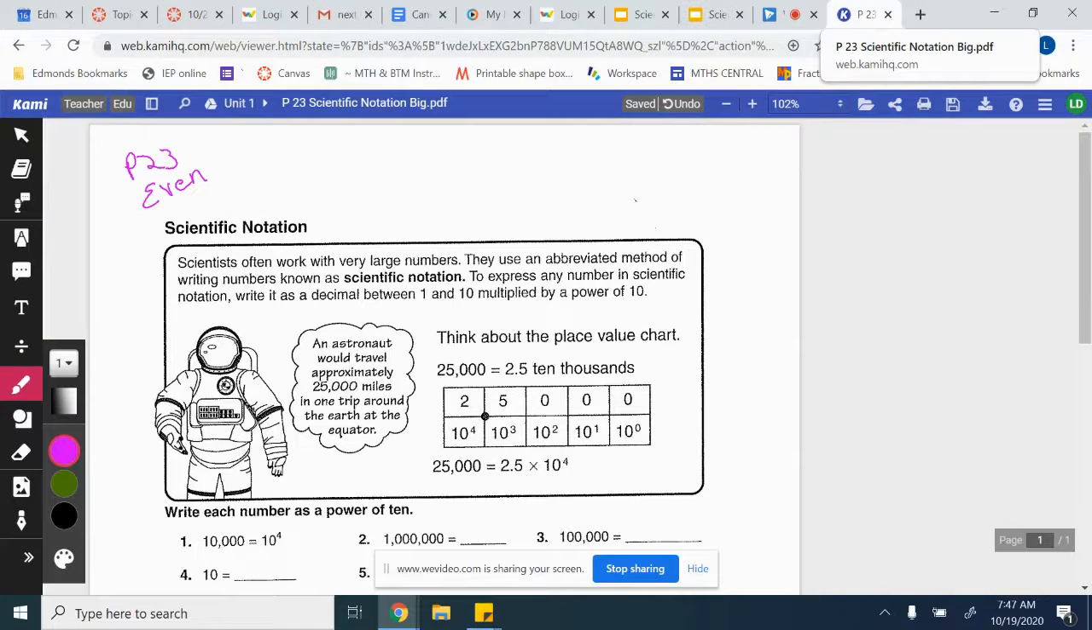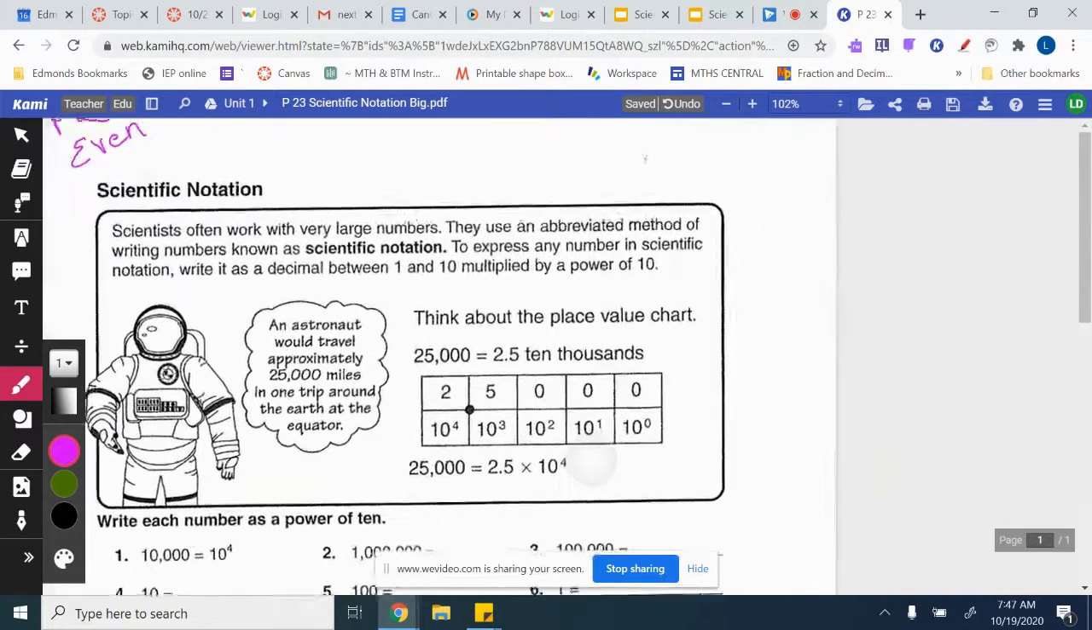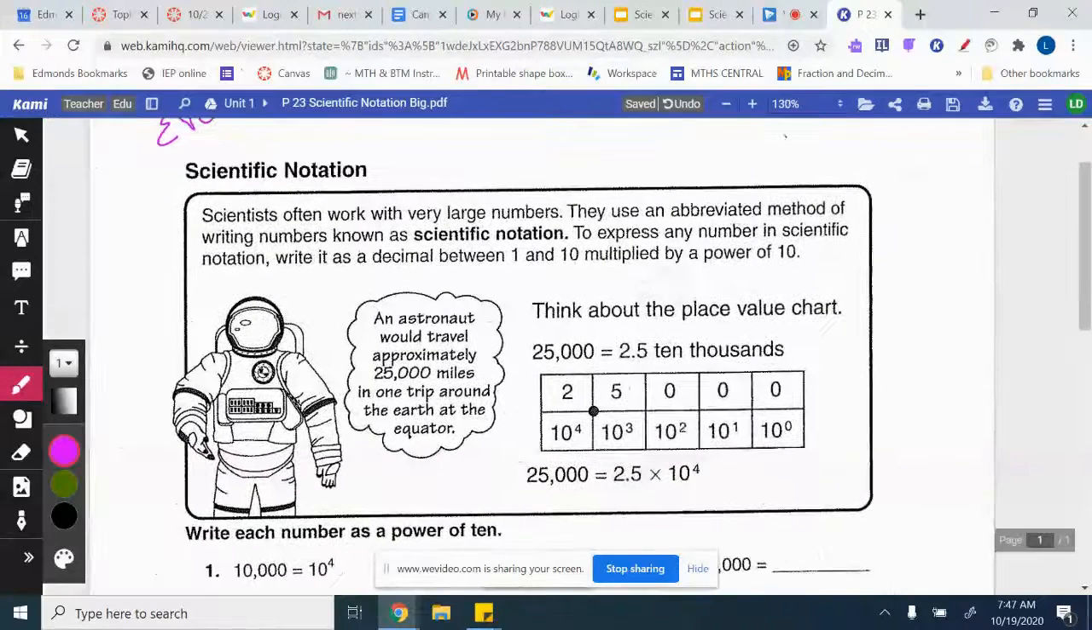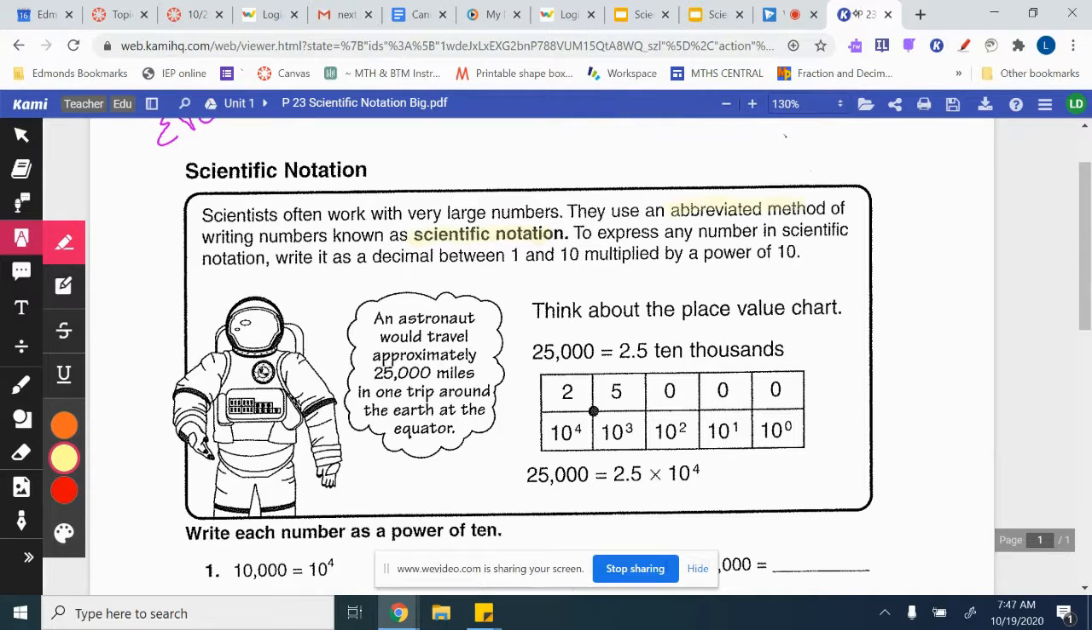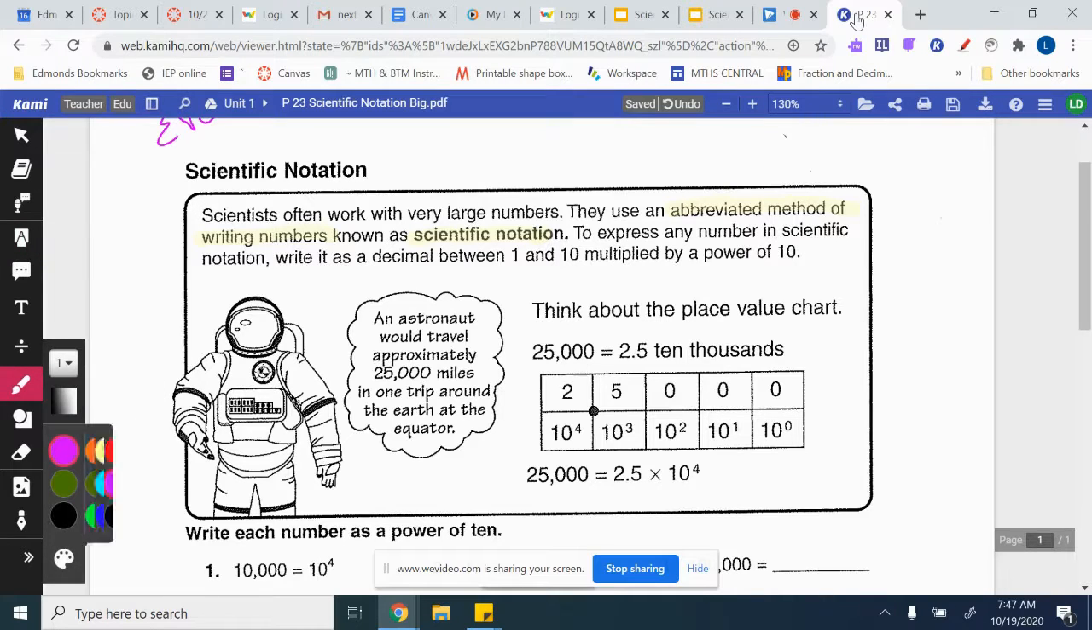Notation. Scientists often work with very large numbers. They use the abbreviated method of writing numbers known as scientific notation. So this is the definition. It's just an abbreviated method of using numbers. So we worked on this last week a little bit, writing numbers using the powers of 10. And so today we're going to show how we can use that with scientific notation.